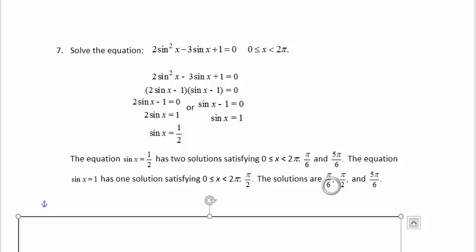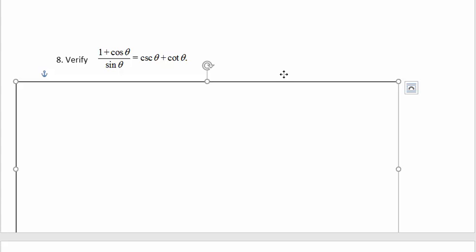So then our solution set will be all three of these, pi over 6, pi over 2, and 5 pi over 6. If you didn't write these in ascending order, that's okay. As long as you have the three values there, that's fine. Okay, we're going to try verifying another one here.